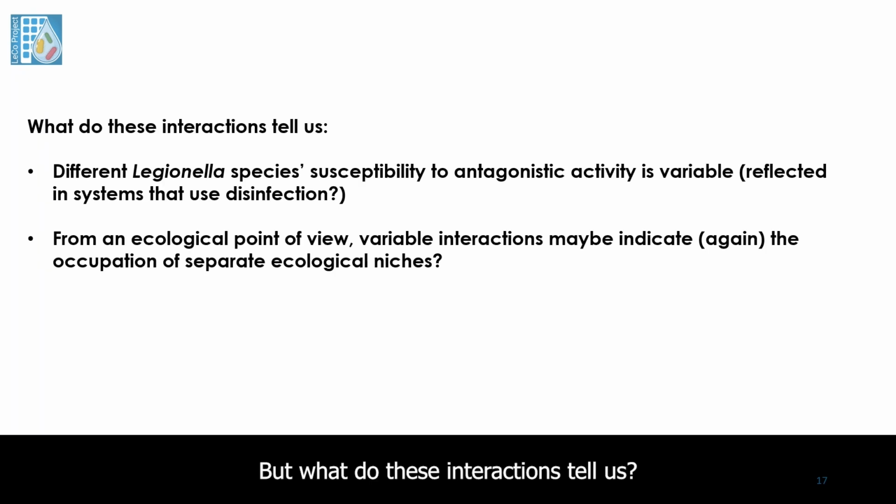But what do these interactions tell us? They tell us that the susceptibility of different Legionella species to antagonistic activity is variable. This is reflected maybe in the systems they use for disinfection, and that's why maybe some species are always surviving after treatment is applied. But from an ecological point of view, variable interactions maybe indicate, again, the occupation of separate ecological niches.